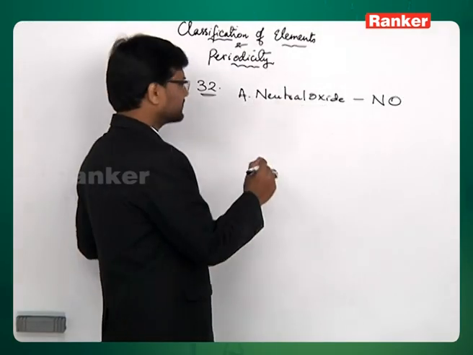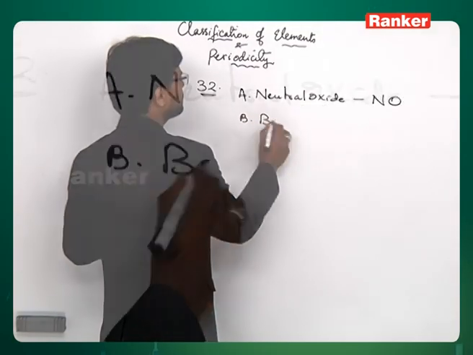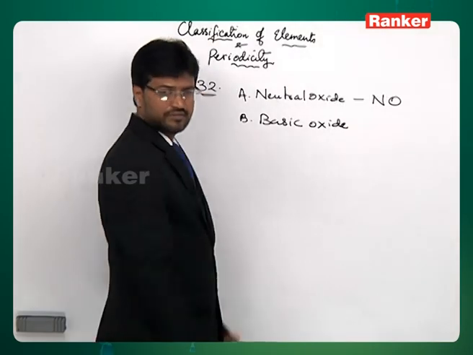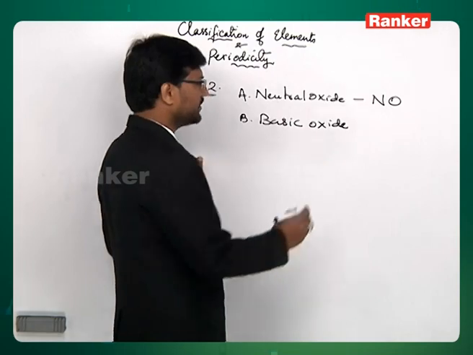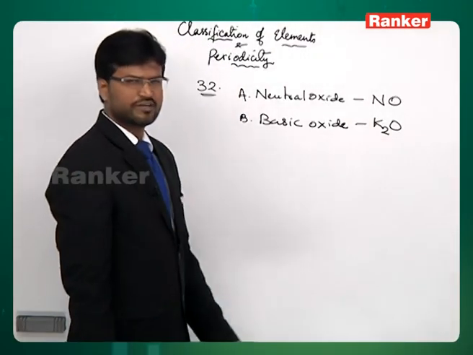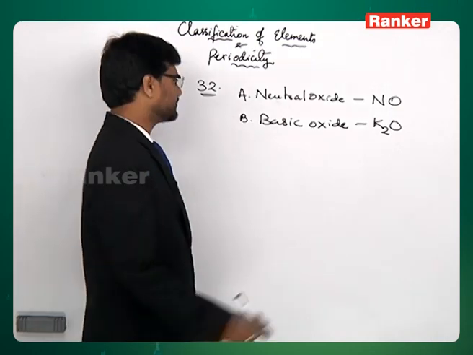Then basic oxide. Metal oxides are basic. So the metal oxide among the options is K2O. K2O is basic. K2O when dissolved in water will give potassium hydroxide, so it's a basic oxide.